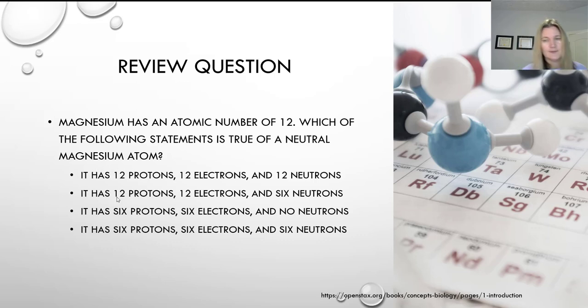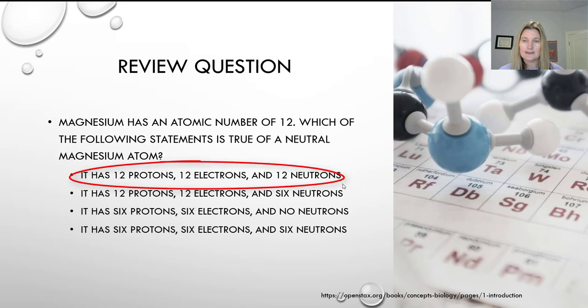Okay, so these answers. Now it says here that it is neutral. So that means that we have equal amounts of protons to neutrons to electrons. So in this case, we have 12 protons, 12 electrons, and then 12 neutrons. So they're all equal. So that's the correct answer.